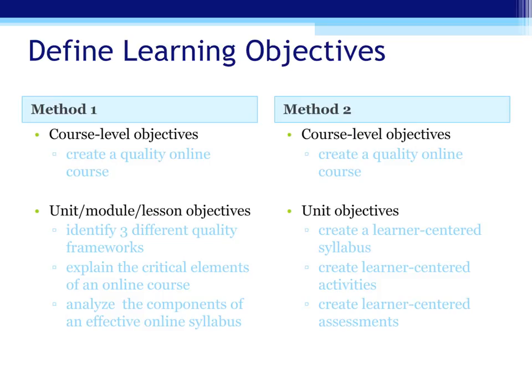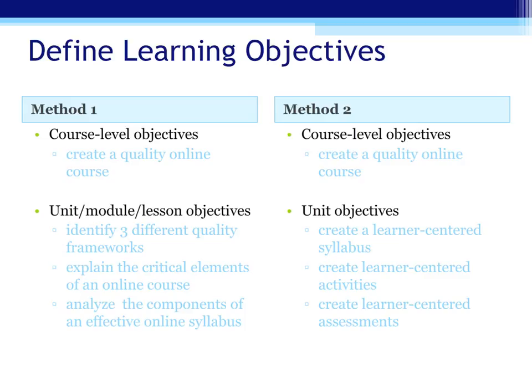So, how will you define your learning objectives? One method is to start with the course level objectives and aim for those higher order learning behaviors like create, evaluate, and analyze. Then move on to the unit, module, or lesson objectives that will be written at the lower level of Bloom's taxonomy that, when completed, will help the learner achieve those higher order course objectives.